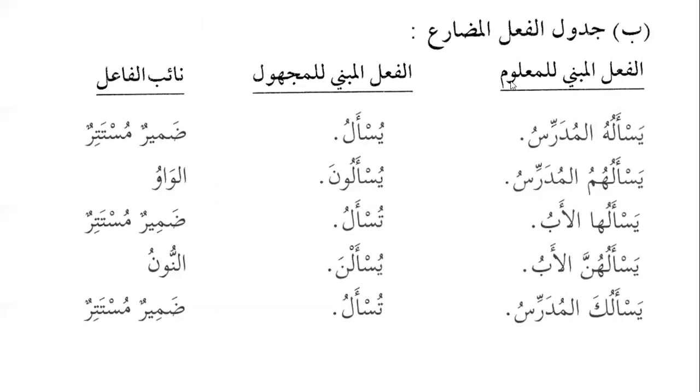Now we have the second table, which is Jadwalul Fi'l al-Mudari. Now this is the schedule. Jadwal basically means schedule, almost similar to how we say it in English. Jadwalul Fi'l al-Mudari. So here we have the active, here we have the passive, and here we have Naib al-Fa'il. Now we have the same idea. The only thing is, this is present tense now. Yas'alahu al-Mudarrisu, the teacher asked him, and Yus'alu. What will be the translation?